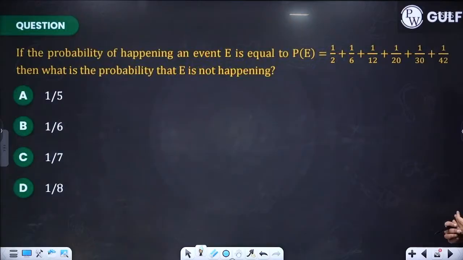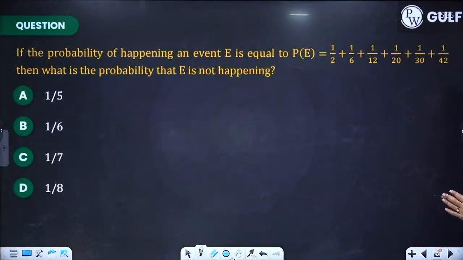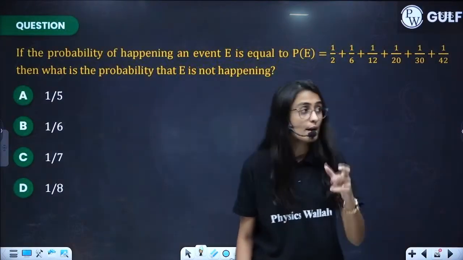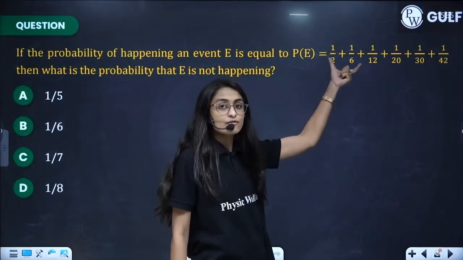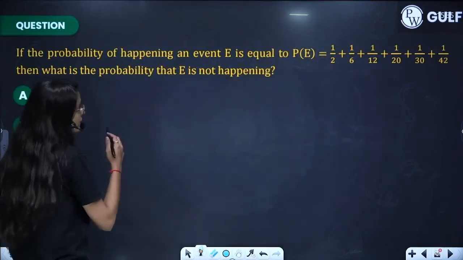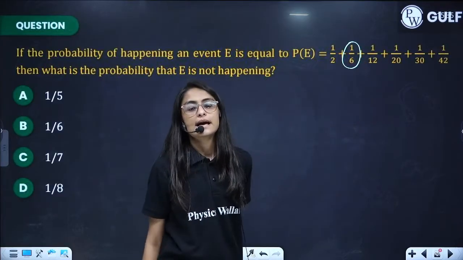Moving to the next question. The probability of an event E happening is equal to P of E. So what is the probability that E is not happening? For that, first of all, we have to obtain the value of P of E. So solving it further, how can you obtain 1 by 6? Has anyone thought about it?